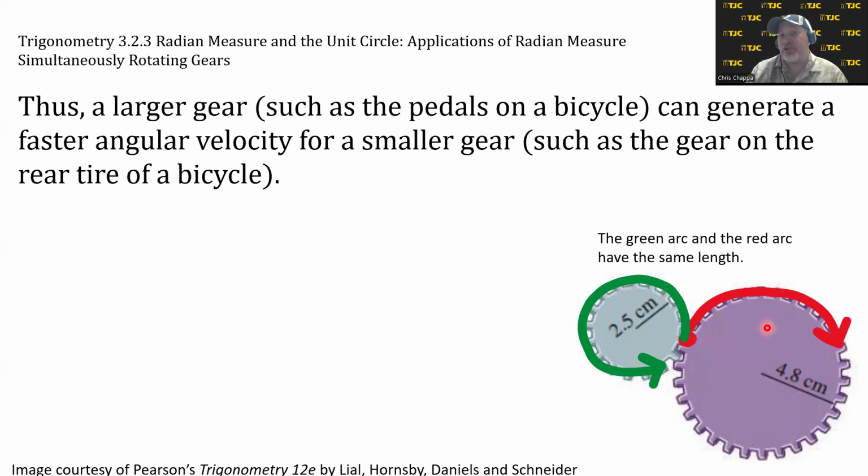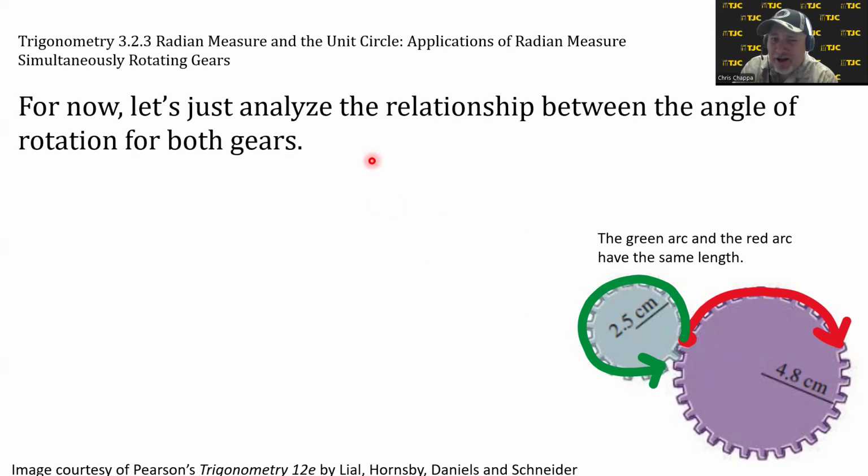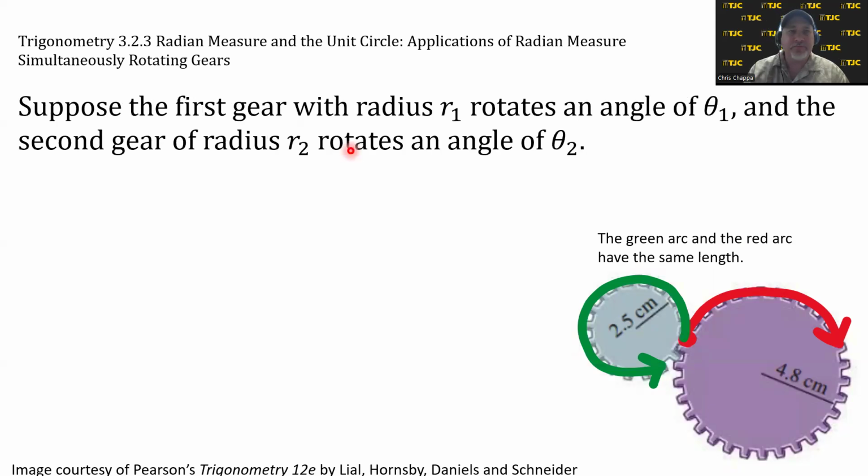Thus, a larger gear, such as pedals on a bicycle, can generate a faster angular velocity for a smaller gear, such as the gear on the rear tire of a bicycle. But for now, let's just analyze the relationship between the angle of rotation for both gears and not necessarily the angular velocity. We could adapt easily.